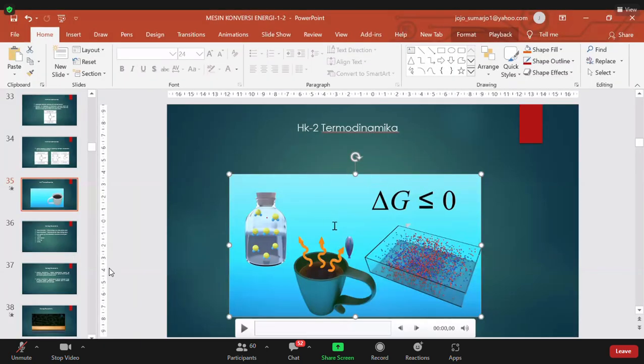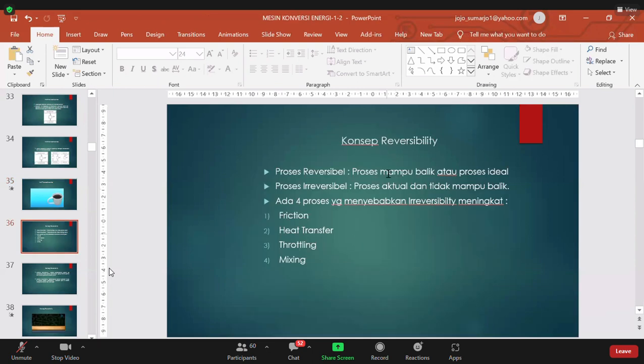Nah, Anda juga harus tahu dan paham tentang konsep reversibility ya, antara proses reversible dan irreversible. Reversible itu mampu balik ya. Jadi kalau dikaitkan dengan hukum kedua itu pasti irreversible ya. Kalau reversible itu produksi entropinya sama dengan nol, minimalnya.